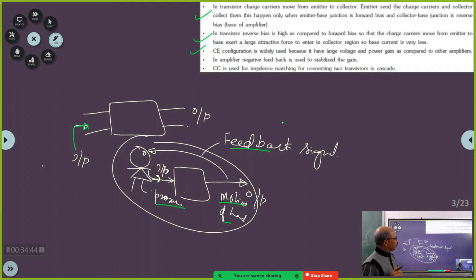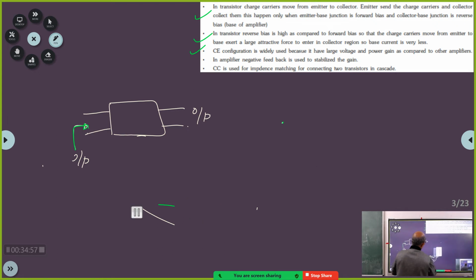Now here you see, in the amplifier, negative feedback is used to stabilize the gain. Okay. Now here, I'll just remove this example.